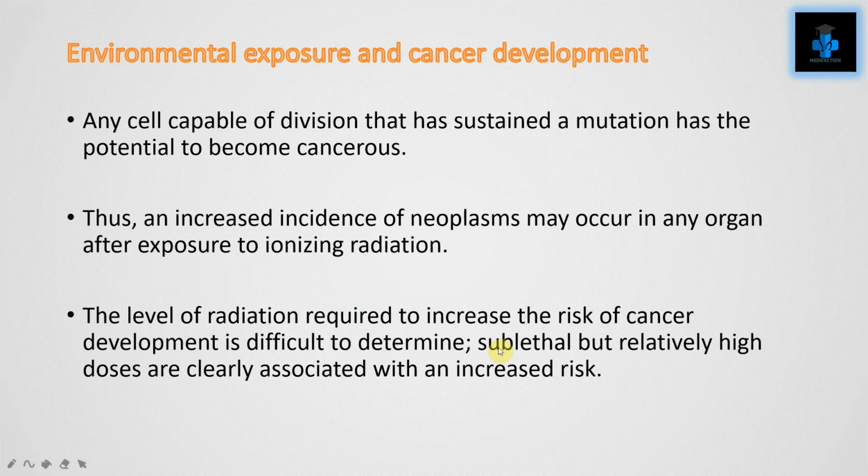Environmental exposure and cancer development. Any cell capable of division that has sustained a mutation has the potential to become cancerous. Thus, an increased incidence of neoplasms may occur in any organ after exposure to ionizing radiation. The level of radiation required to increase the risk of cancer development is difficult to determine. Sublethal but relatively high doses are clearly associated with an increased risk.